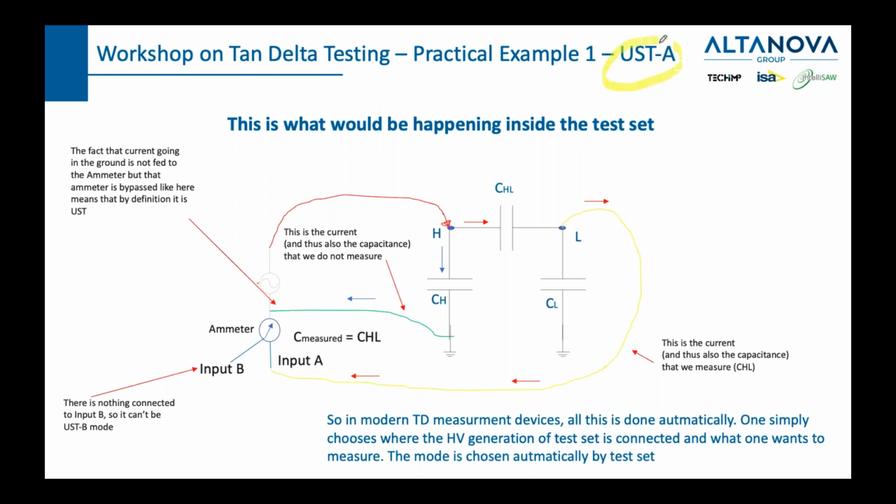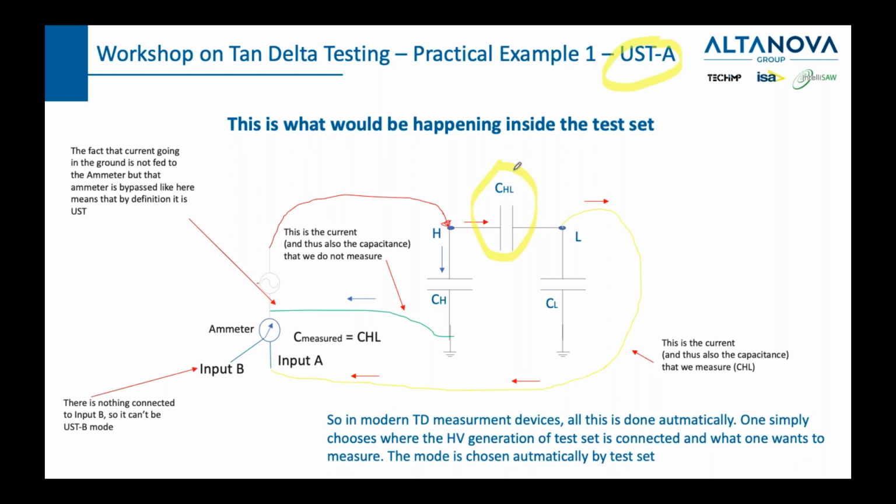So the UST method is being used, and we want to measure actually CHL. Why CHL? Because it's not touching the ground. Ungrounded specimen test. Let's say we generate 10 kilovolts here. As the potential of 10 kilovolts is here, it generates a current running through here and a current running through here, right? And if I measure only this current here, and I do not measure this current here, because being a UST method, by definition, I'm not measuring current going into the ground, I'm simply measuring the current going through CHL, and thus I'm measuring CHL.